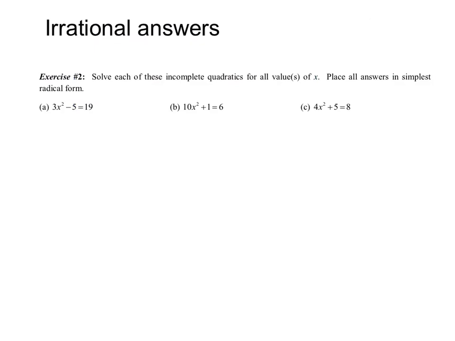All right, our next set of examples are going to have irrational answers. And of course, irrational means something with a radical. Exercise 2. Solve each of these incomplete quadratics for all values of x. Place all answers in simplest radical form. So you have to simplify the radical. All right, so I'll do the first one with you, and then you try the next two on your own. My first move, hopefully your gut's saying the same, is to add over the 5. So I get 3x squared equals 24.